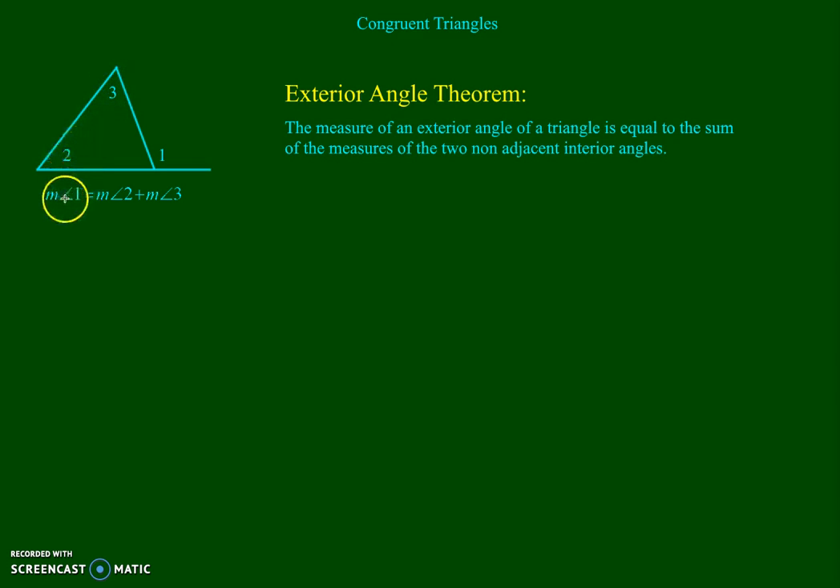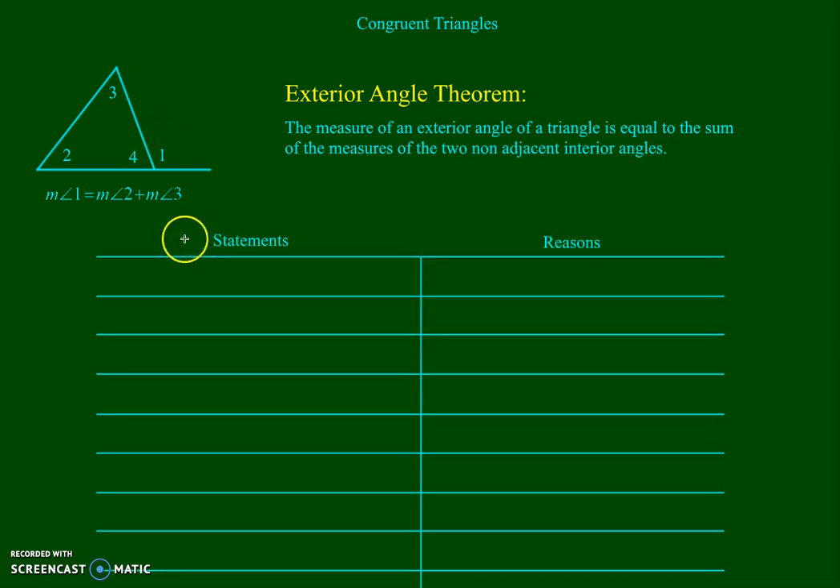And so the measure of angle 1, this exterior angle, equals the measure of angle 2 plus the measure of angle 3. So let's go ahead and prove this and see where these relationships come from. To prove this theorem, we're given this triangle, and we haven't even labeled it. We don't really need labels on the outside, and an exterior angle here.